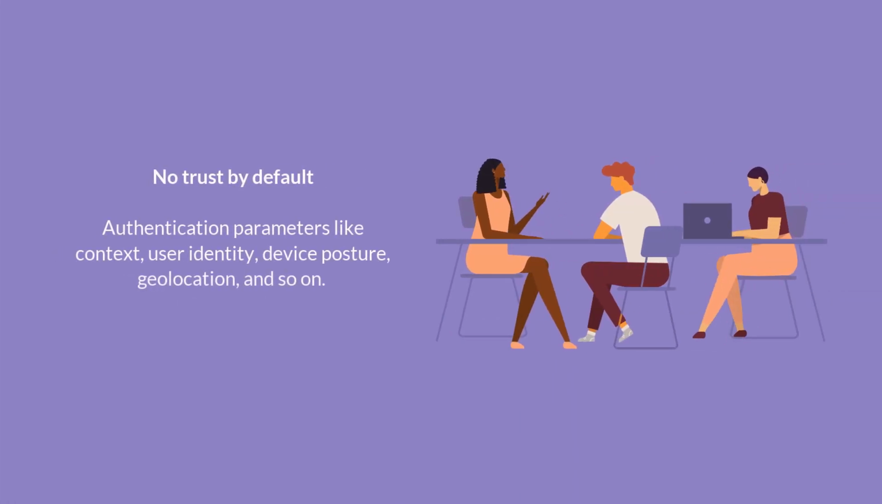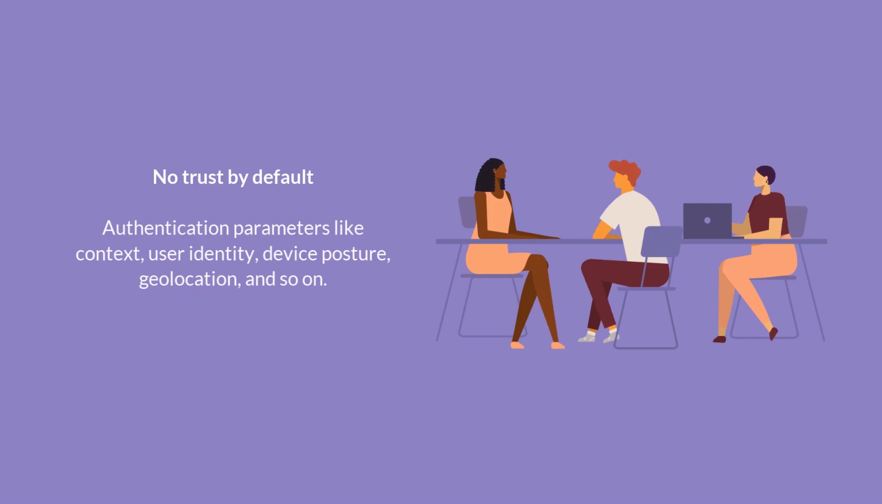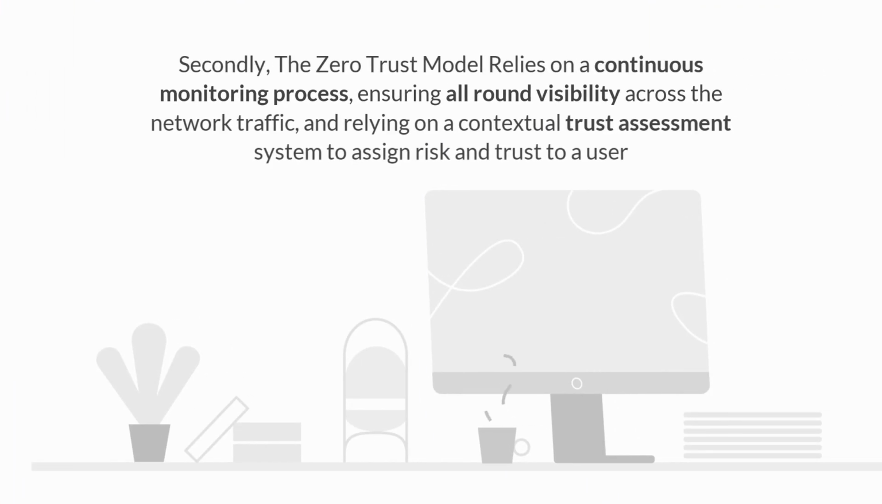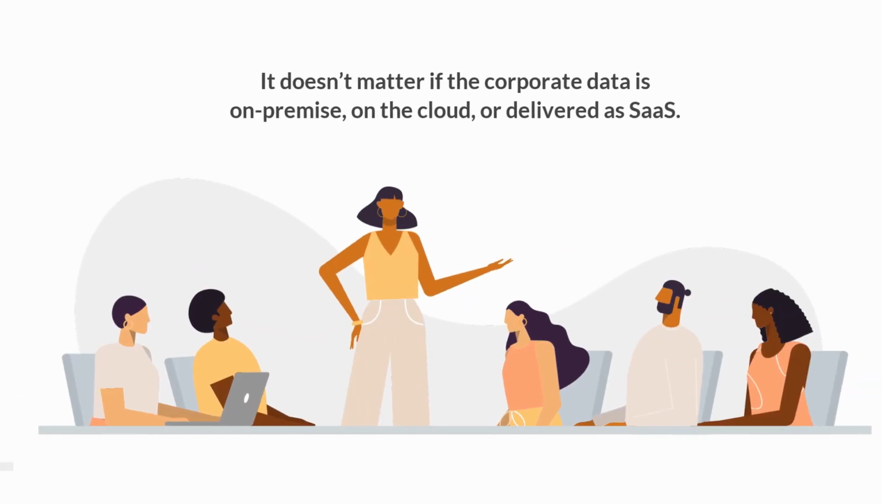First, we assume no trust by default for any user, device, or network. Every user or device, whether managed or unmanaged, goes through a thorough authentication of parameters like context, user identity, device posture, geolocation, and so on. Secondly, the zero trust model relies on a continuous monitoring process, ensuring all-round visibility across the network traffic, and relying on a contextual trust assessment system to assign risk and trust to a user.